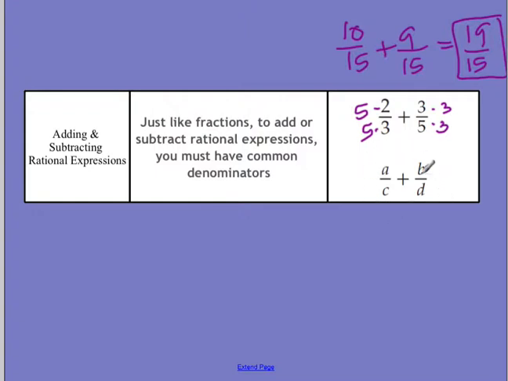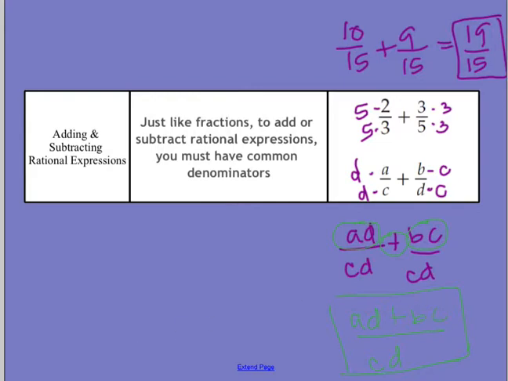Now, it's a little bit different when it's variables. It looks a little more intimidating, but it's really not. In order to get my denominator the same, if I multiply this one by d, like we did before, notice how we multiplied by the opposite value, I would have cd on the denominator here. In order to get cd over here, I'd multiply by c over c. So I would have ad over cd, writing it in alphabetical order, plus bc over cd. And then remember, we would add the numerators. So what I would have is ad plus bc all over cd. That would be my rational expressions being added together.